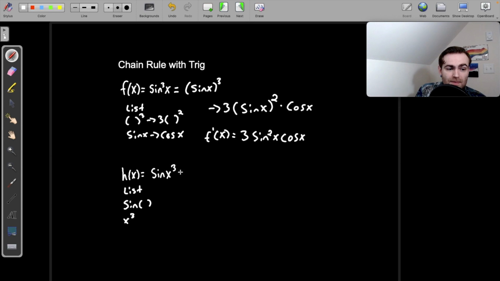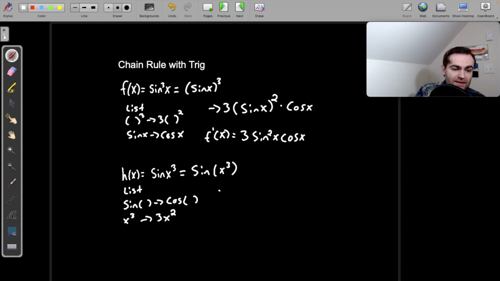If you wanted to really cement what's going on, this would be sine of x cubed. And that's where we're getting the outside and the inside from. Derivative of sine is cosine of something, and the derivative of x cubed is 3x squared.